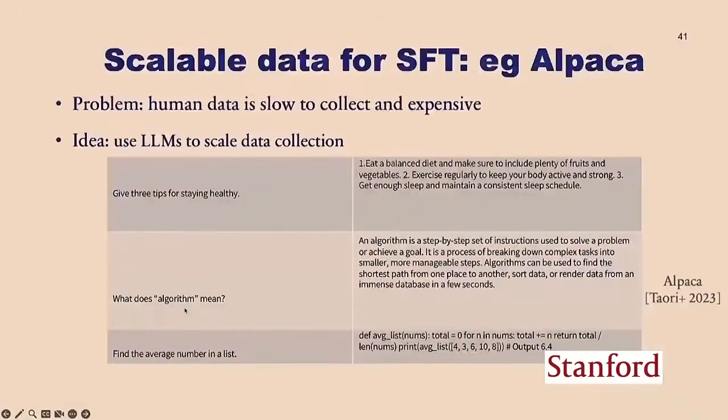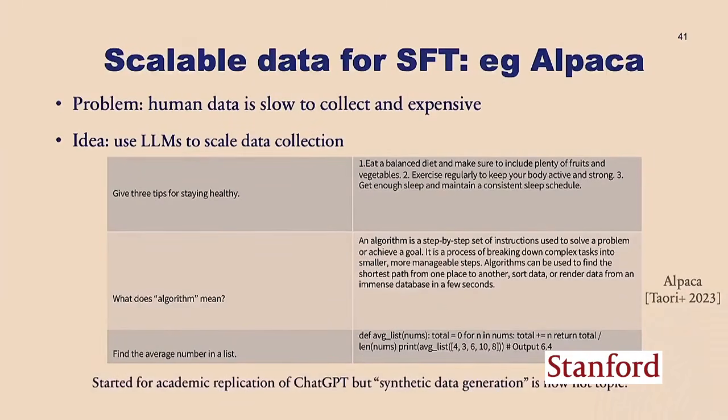And this is the type of data that we collected. So things like, what does algorithm mean? An algorithm is a step-by-step set of instructions used to solve a problem or achieve a goal, blah, blah, blah. So the data is actually pretty good, given that it was generated by LLMs from essentially two generations ago. That really started, at least for us, as an academic replication of ChatGPT. Now there's a big field of synthetic data generation, of how to use LLMs to make development of LLMs faster, basically by decreasing the amount of human hours that you need.